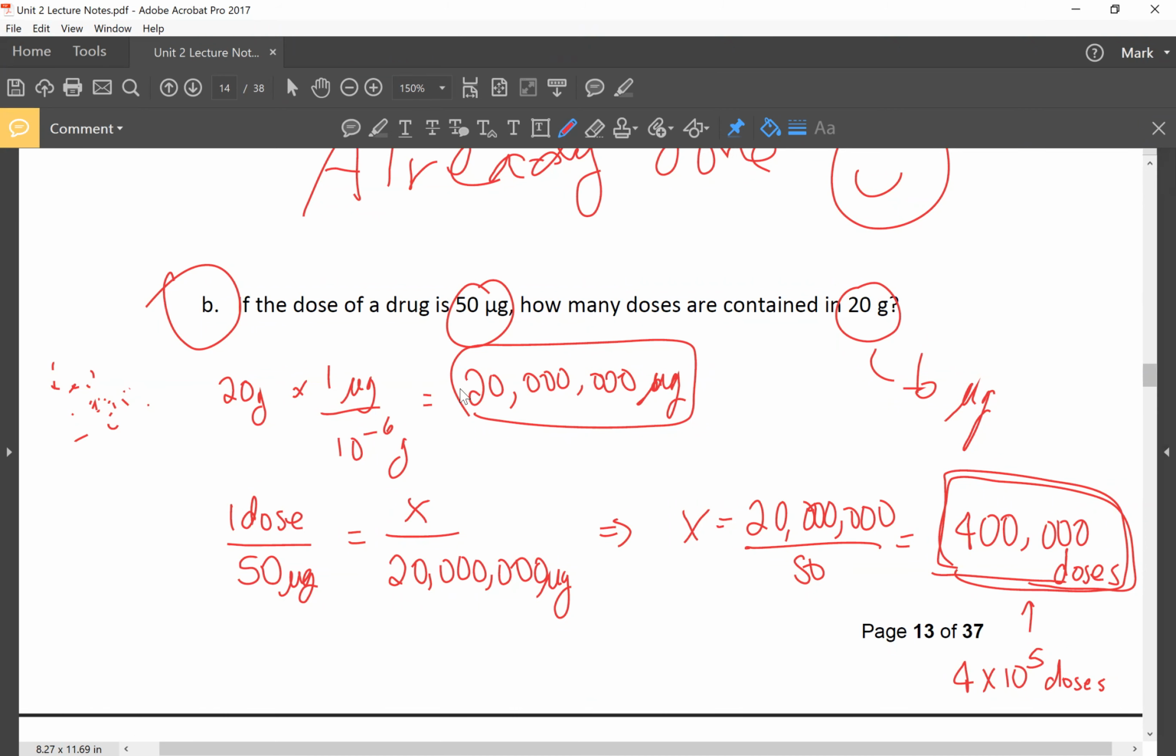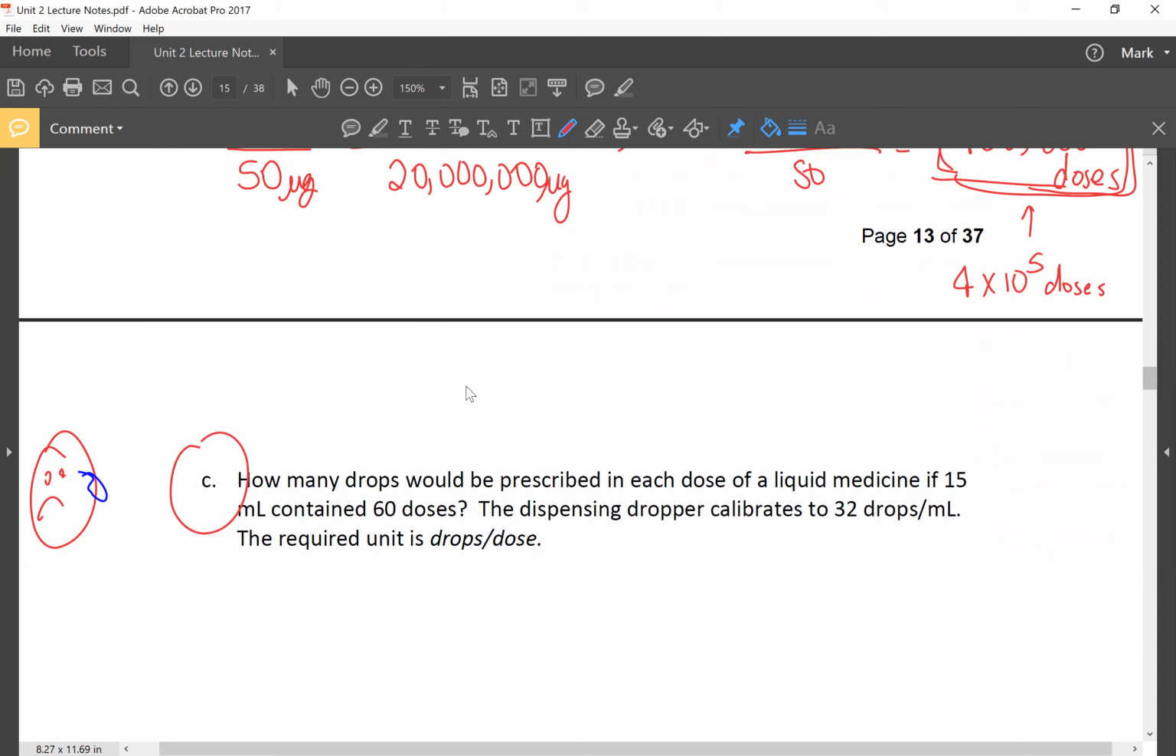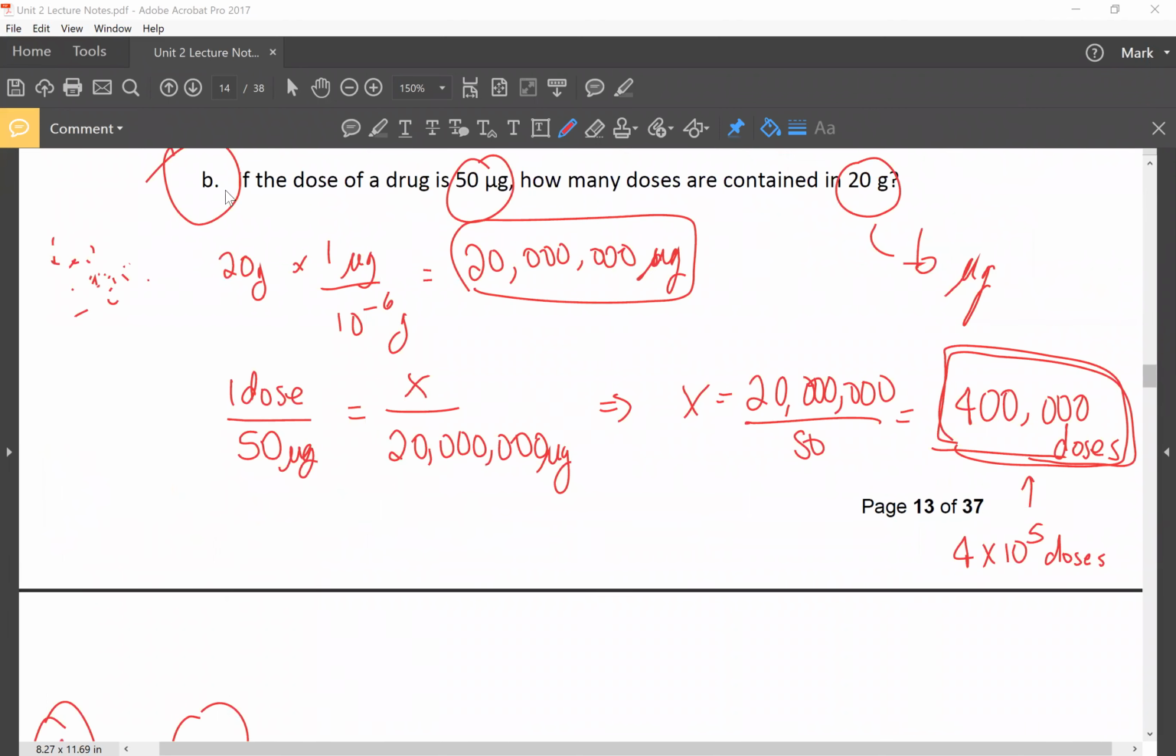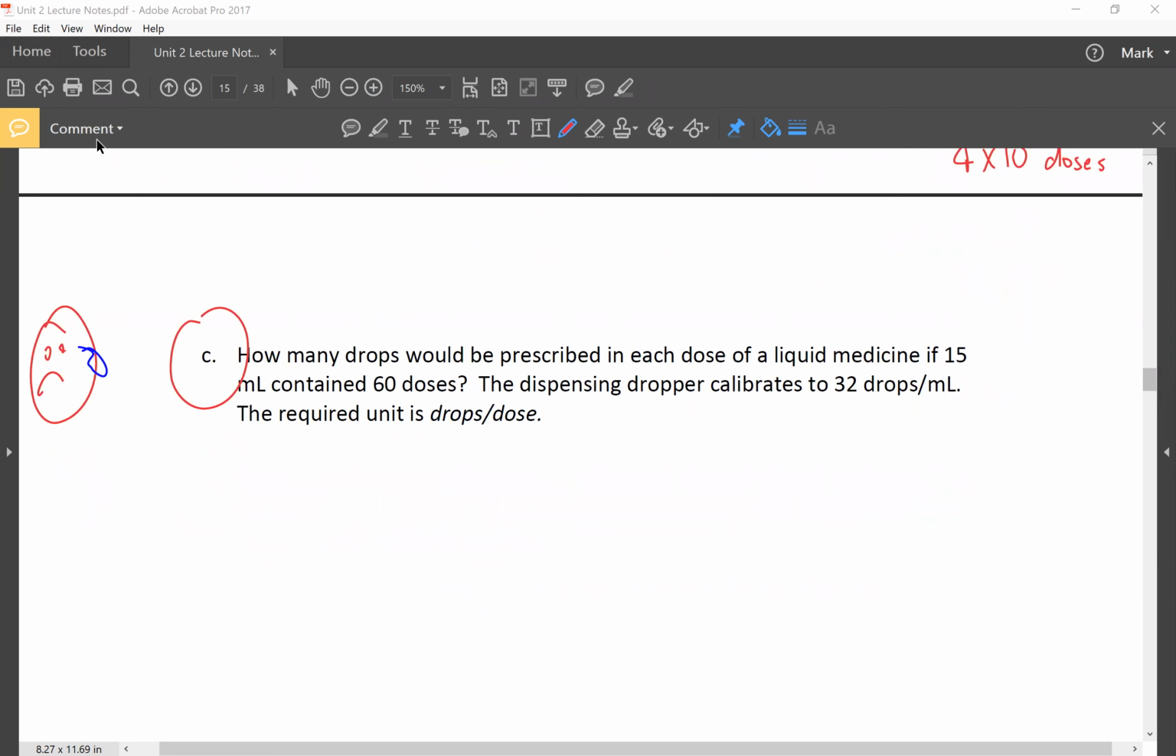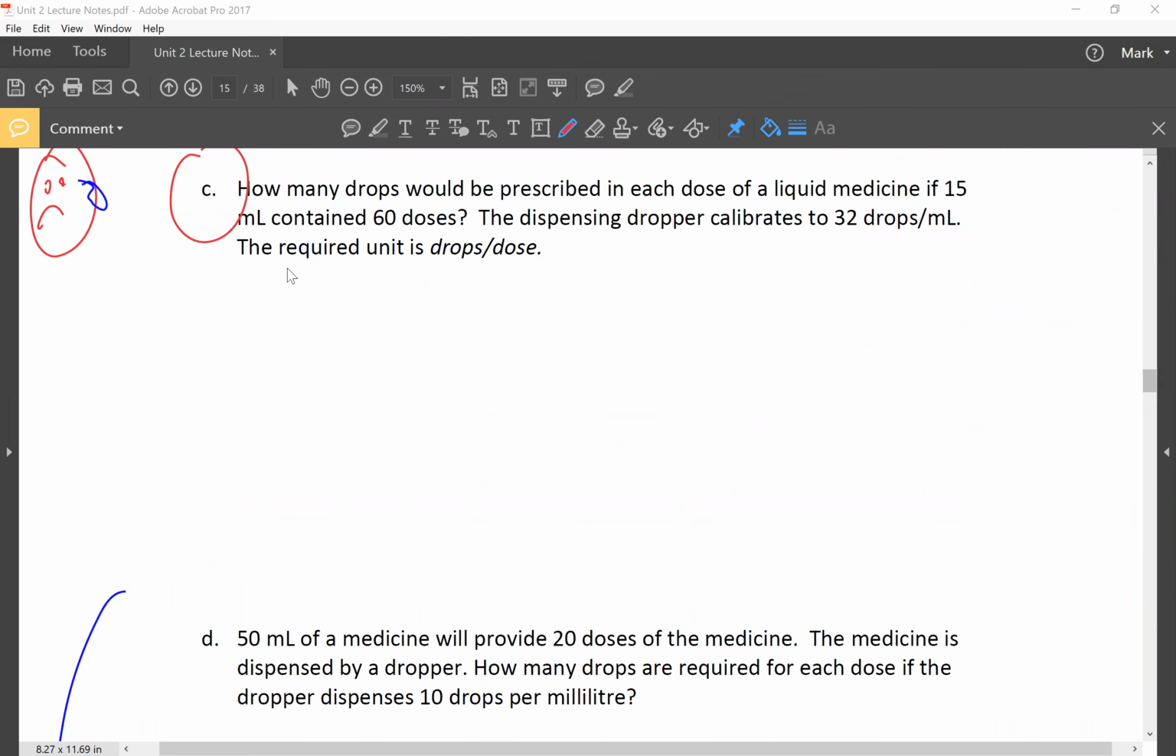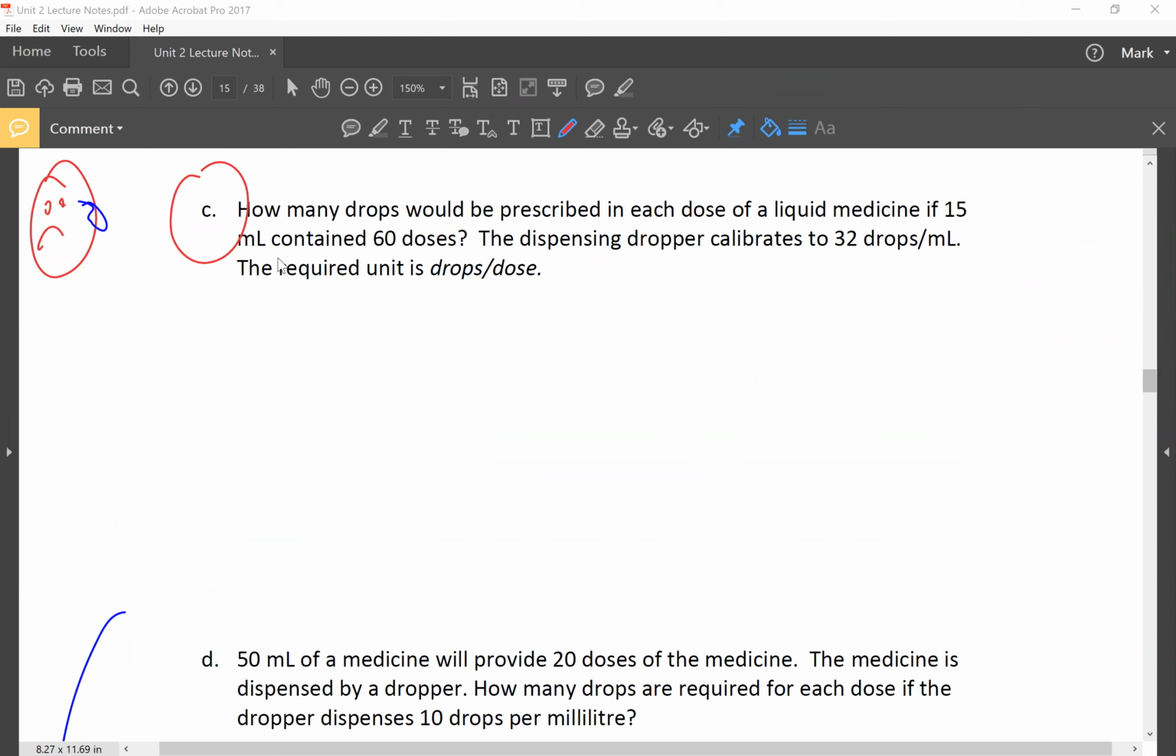All right. Any questions on that before I move on to C, the trickiest one? All right. Let's look at C. Now, C, really good question, very challenging. How many drops would be prescribed in each dose if 15 milliliters contain 60 doses? The dispensing dropper calibrates, or basically drops, 32 drops in 1 milliliter.